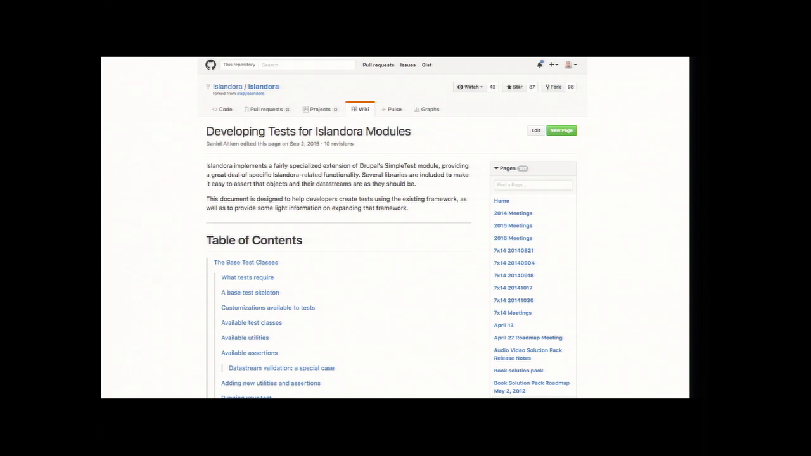Also regarding Islandora and other types of tests, QA Dan from DGI wrote an article or GitHub wiki entry about developing unit and functional tests for Islandora. This is great. I encourage you to reference it.